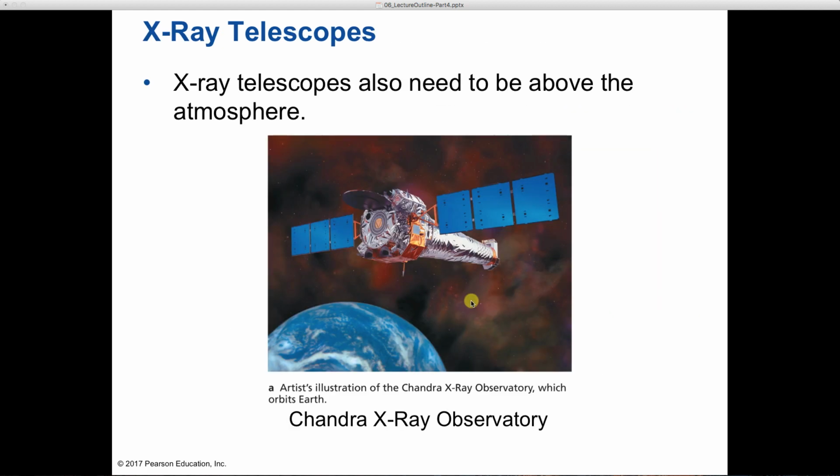X-ray telescopes are also put out in space because X-rays don't reach the ground at all. And they're actually much harder to collect. X-rays being much higher energy, they're very hard to focus and to actually capture. And so the design of an X-ray telescope is very different from the design of a visible light or radio wave telescope. This is the Chandra X-ray Observatory. This is out in space as well, and there's a good website for that too.